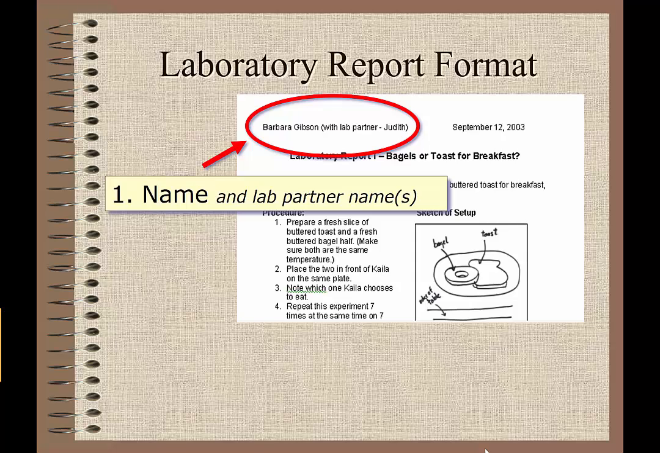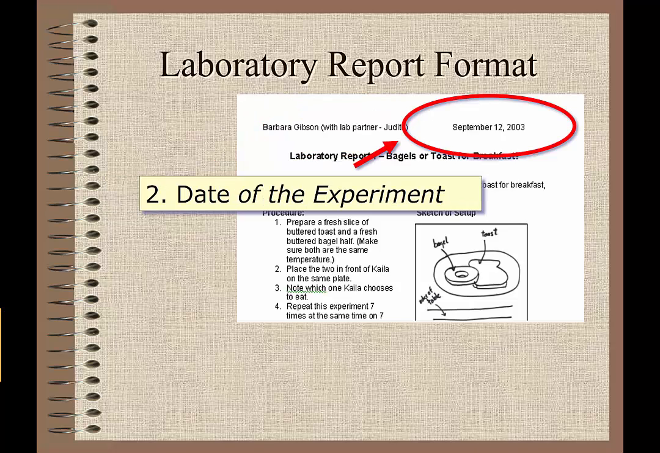So you begin by placing your name in the upper left-hand corner and any lab partner's name as well. Second thing you put is your date, and that is the date the experiment was conducted or the dates the experiment was conducted. It is not the date that you write the lab report.